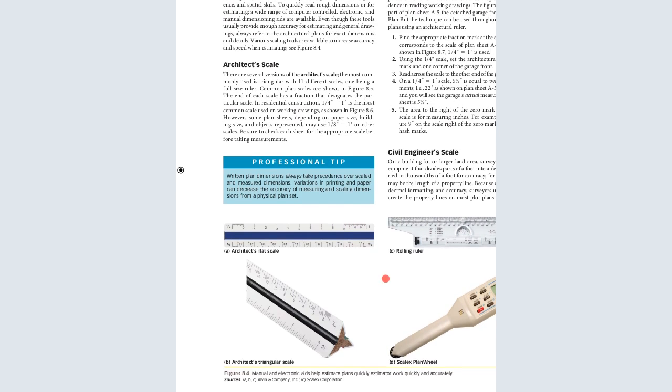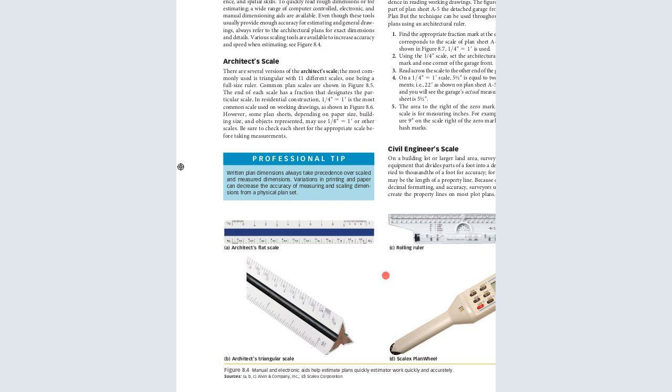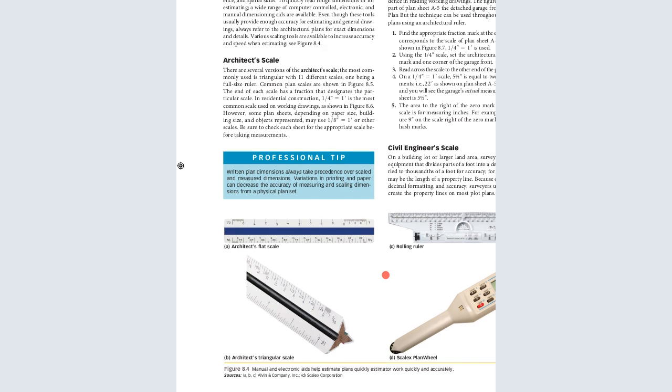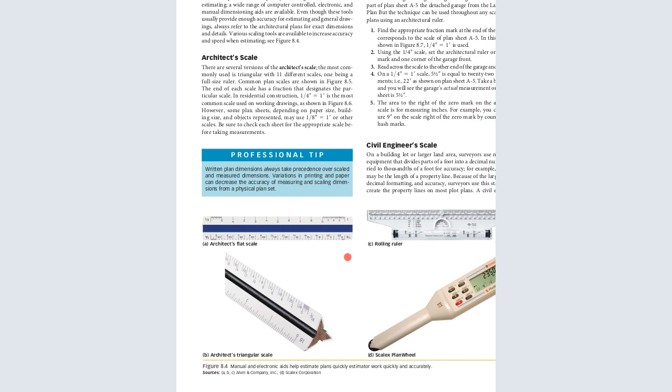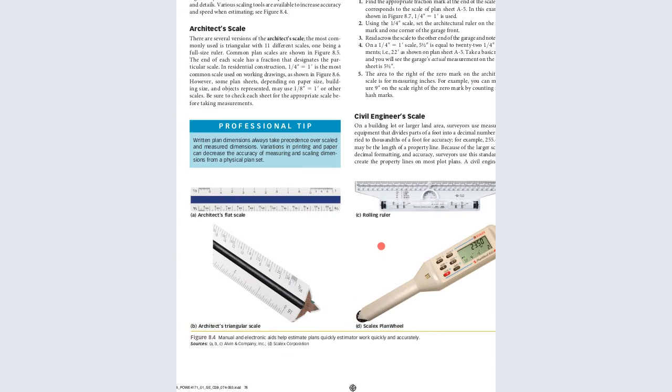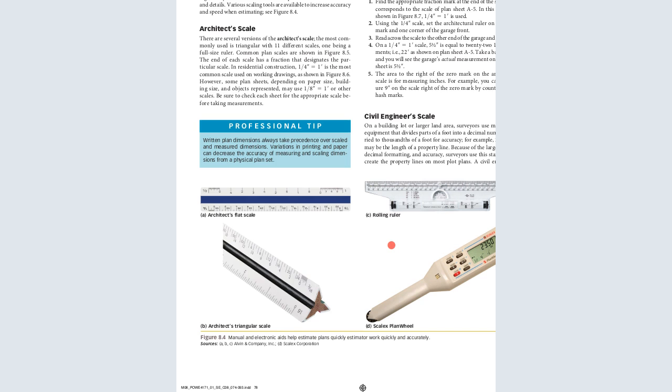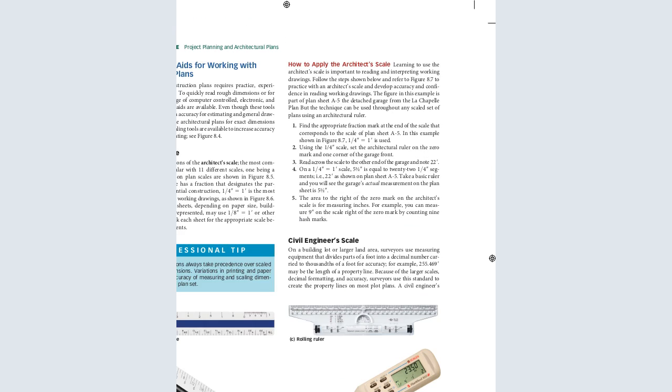A professional tip here is that written plan dimensions always take precedence over scaled and measured dimensions. Variations in printing and paper can affect the accuracy of measuring scaled dimensions from the physical plan set. So you can see the rulers that the architects use in measuring. You can see the architect's triangular scale ruler. This one is the triangular scale they use in drawing.